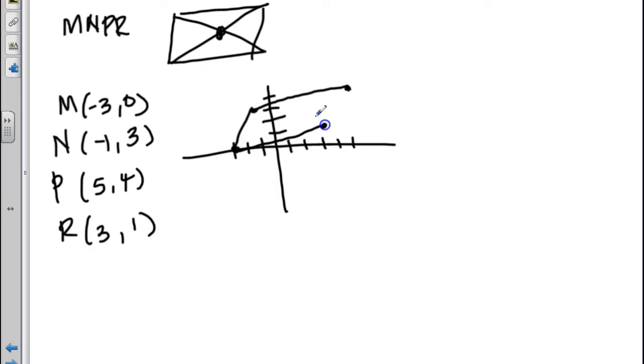All right, so we want the diagonals of this parallelogram. We want the intersection of those. So there are my diagonals. I want this intersection point. Remember, these diagonals bisect each other. So if I can find the middle of this and the middle of this, it's the same point, I will have where they cross, where they intersect. All right, so this is M, N, P, and R. So if I can find the midpoint of NR, or you can use MP, it doesn't matter, then I'm in good shape.